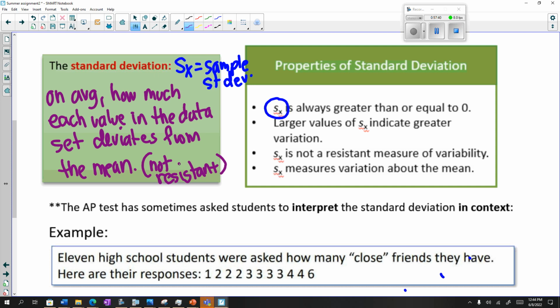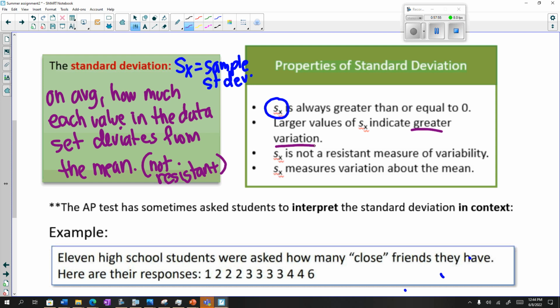So it says Sx is always greater than or equal to 0 because it's always like a distance and it's always positive. So even if a data point is below the mean, we're going to find the distance from the mean. Larger values of standard deviation indicate greater variation.